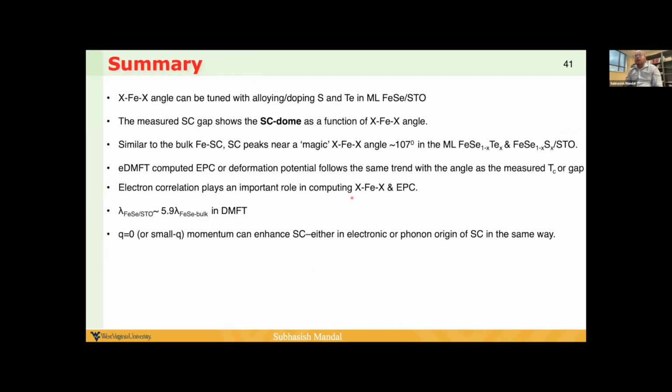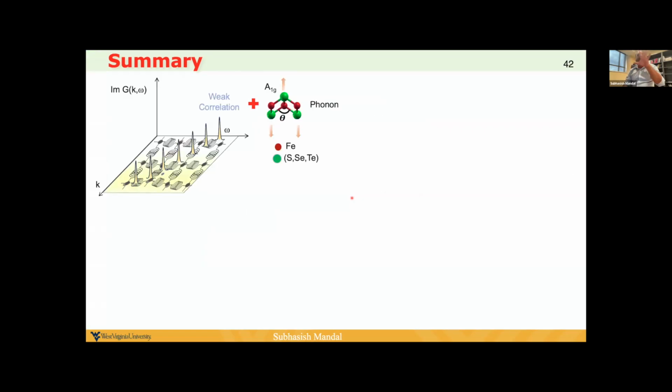So in summary, we showed that this pnictogen angle can be tuned with alloying, and it will show a superconducting dome as a function of this angle. It peaks at a particular magic angle where the electron-phonon coupling is also highest. And since this is a Q equal to 0 phonon mode, it can enhance superconductivity either of electronic or phononic origin. So I also have a pictorial summary.